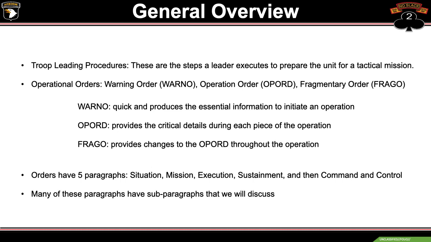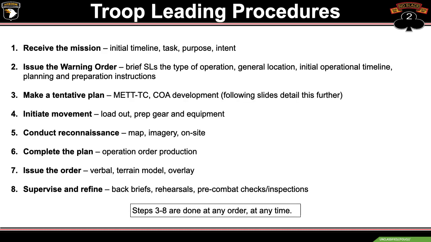And then each of these types of operational orders have 5 paragraphs: the situation, mission, execution, sustainment, and the fifth one being command and control. And then many of these paragraphs have subparagraphs within them that we'll discuss later on throughout the class. So first, troop leading procedures. There's 8 steps to them.